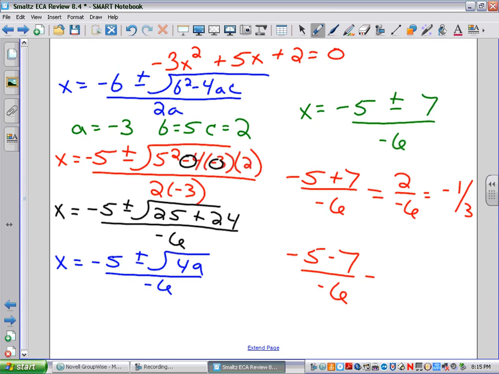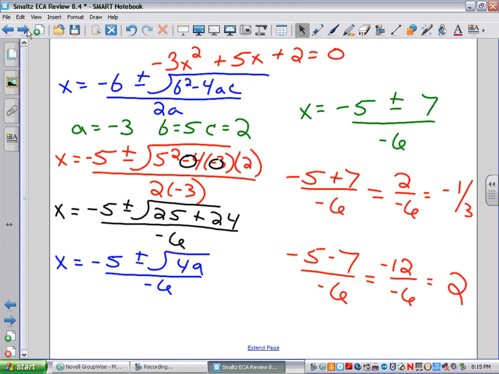The one below would be negative 5 minus 7. That's negative 12 over negative 6, and 2 negatives make a positive. So the answer is 2. So my two answers for this quadratic are negative 1/3 and positive 2.